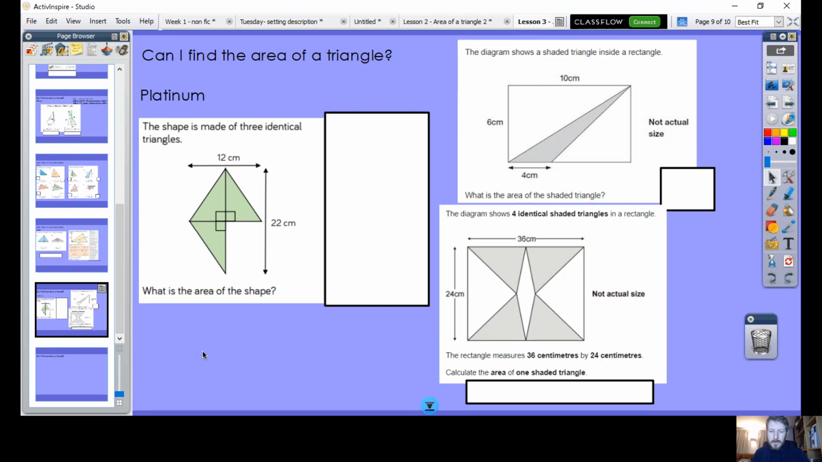Platinum time. So we've got a few slightly more abstract questions, but it's the same principle. All you've got to do is think about what is that calculation? Half times the base times the perpendicular height. So pause the video again and try the platinum questions.